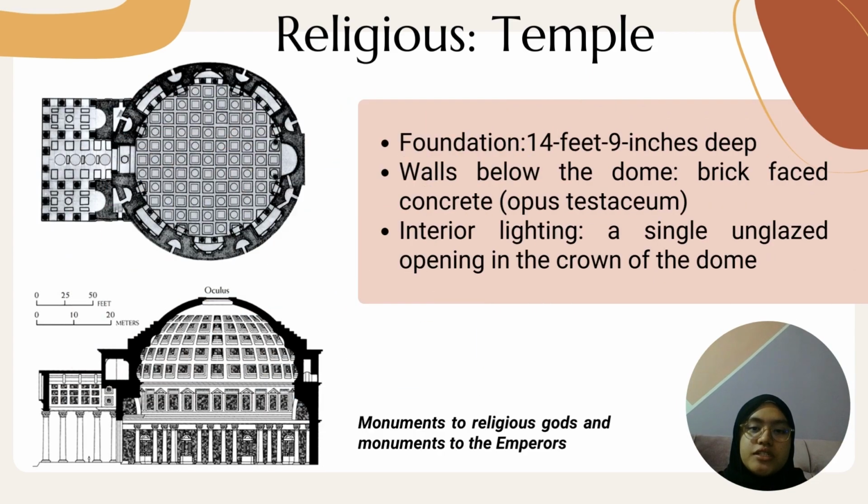The Pantheon's foundation is 14 feet 9 inches deep, and the walls below the dome are constructed of brick-faced concrete. Lighting for the interior is provided by a single unglazed opening in the crown of the dome. The temples of Rome provided an especially powerful expression of empire. The temples were monuments to religious gods as well as monuments to the emperors themselves, who each desired his own temple. Temples were a place for communication and also a place for the recording of public events in Rome.